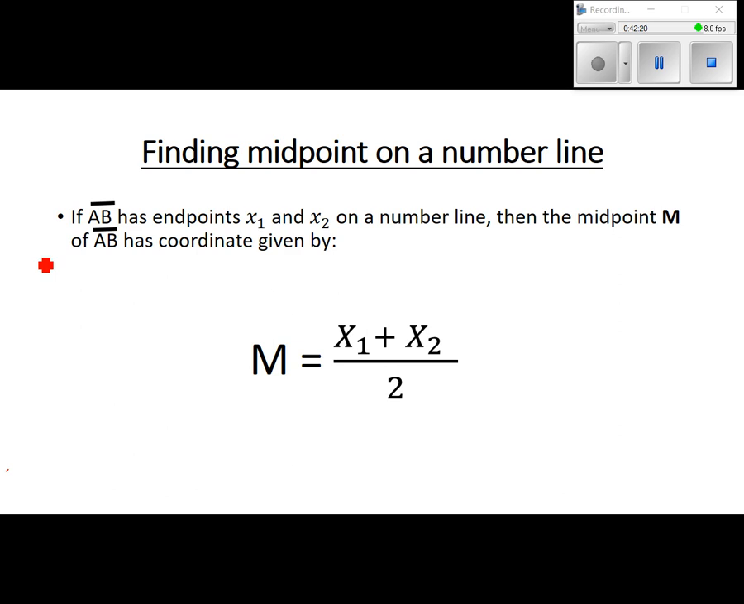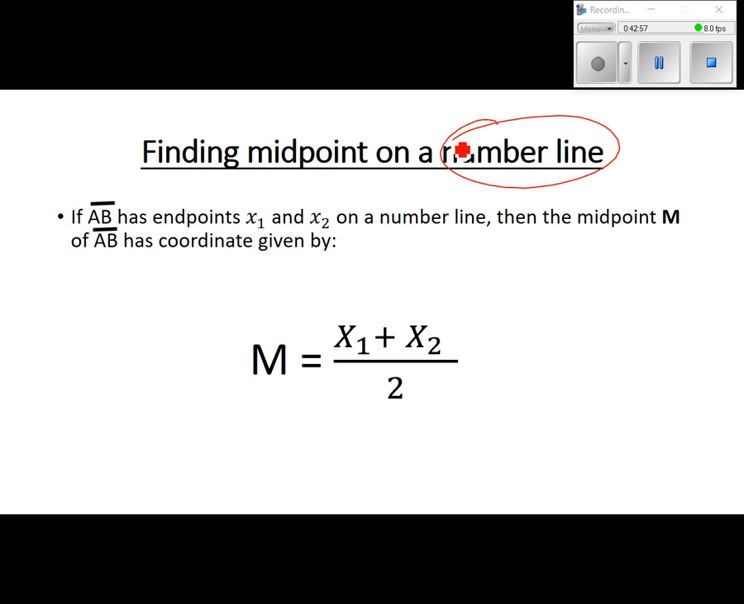On a number line, fill in what you need to fill in on this. Finding a midpoint on a number line. We're not going to do this very often on the number line. Most of the time we'll be on a coordinate system. So that formula, just like the ones we've been doing, instead of just having X's, the one on the coordinate system is going to have X's and Y's.